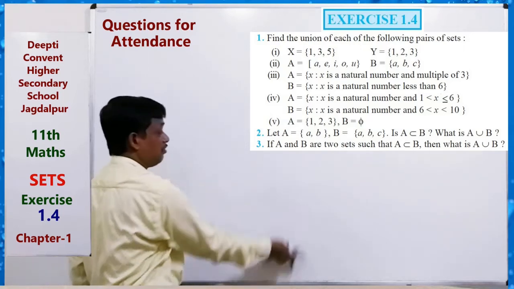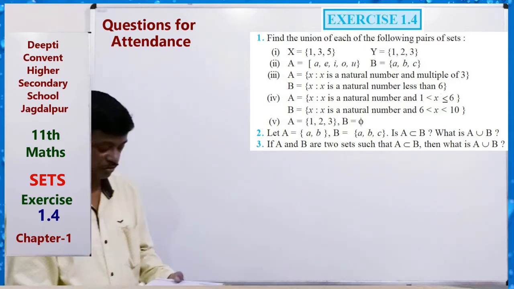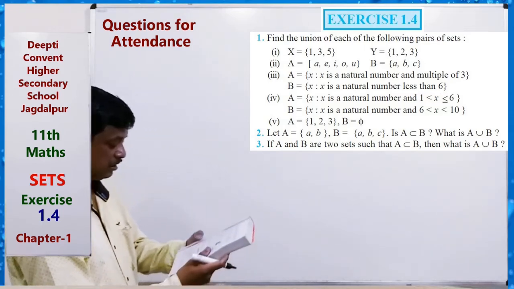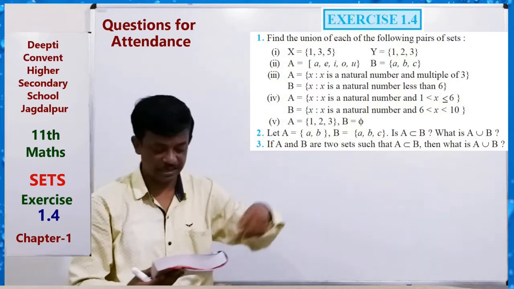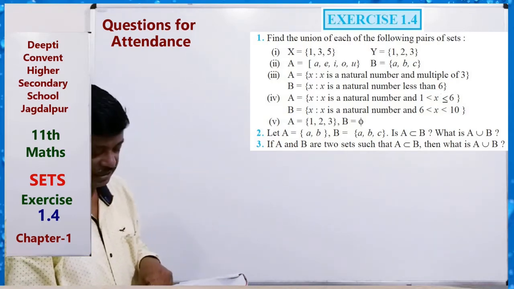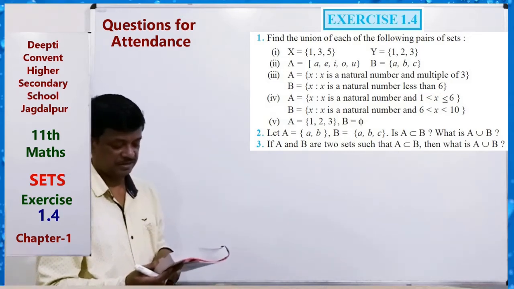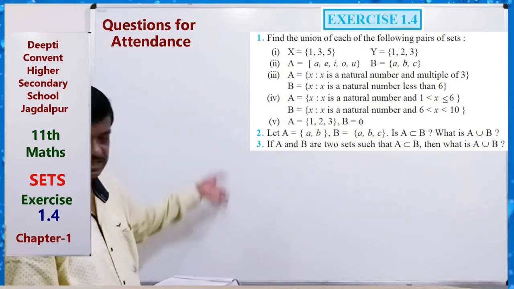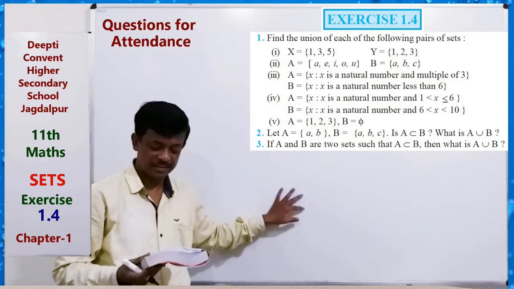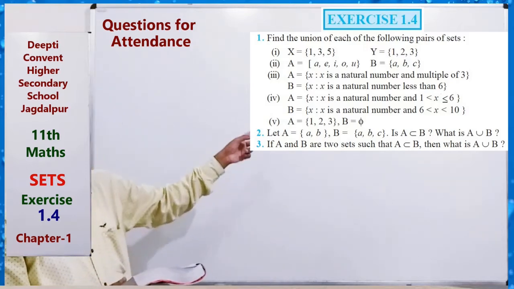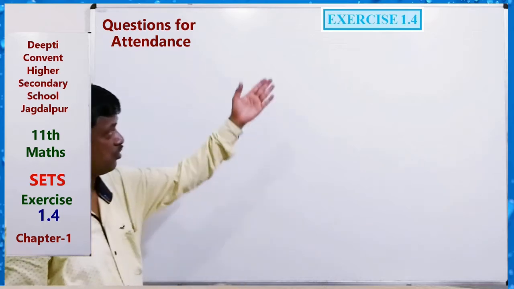You have to write all the answers of all the questions of exercise 1.4 in your copy and send to me. Okay. Third question: if A and B are two sets such that A is a subset of B, what is A union B? In general, we are just discussing this. You have to write the answer logically. A subset B, then A union B equals what? B.